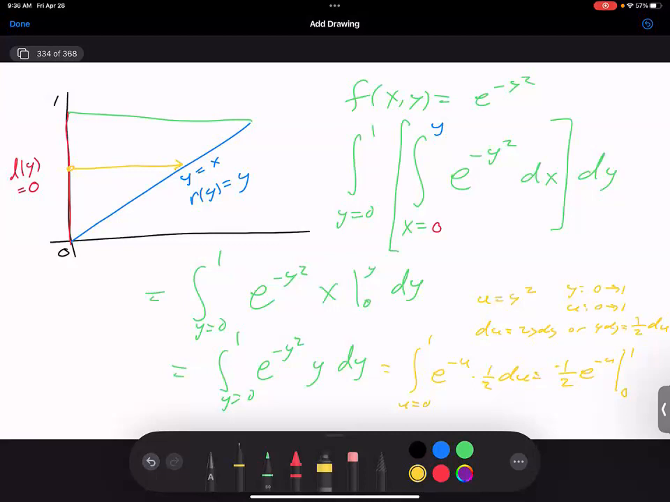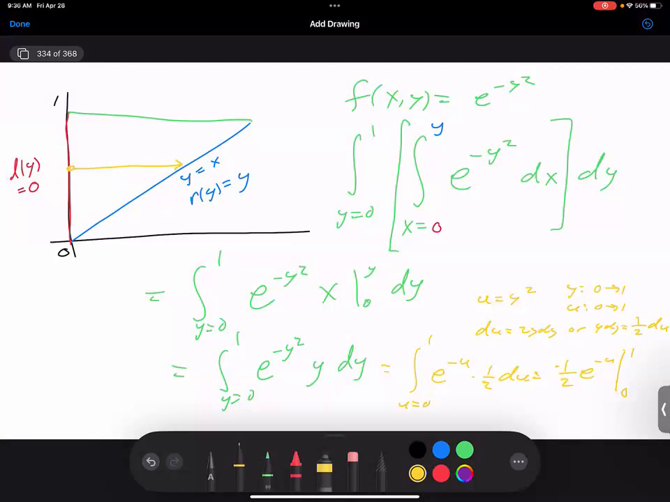Sure, there's two ways to handle this. One is to say, well, what function has derivative 1/2 e to the minus u? It's just negative 1/2 e to the minus u. Because when I take the derivative of this, I'll get negative 1/2 e to the minus u times the derivative of minus u. And the derivative of minus u gives me another negative sign. And so that's going to just give me a 1/2 e to the minus u.